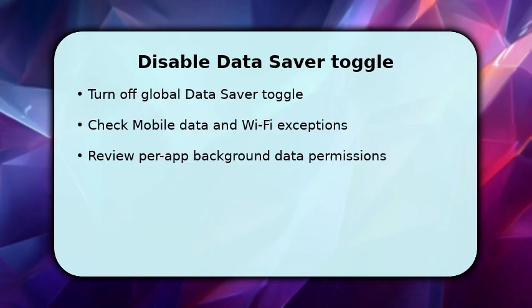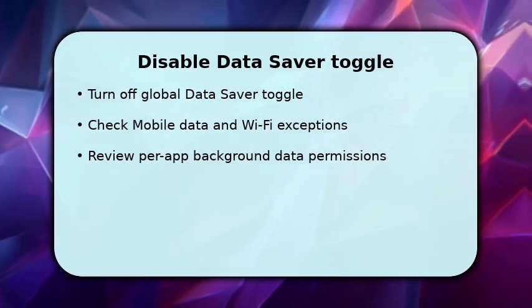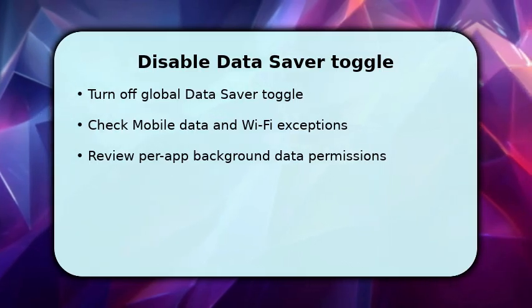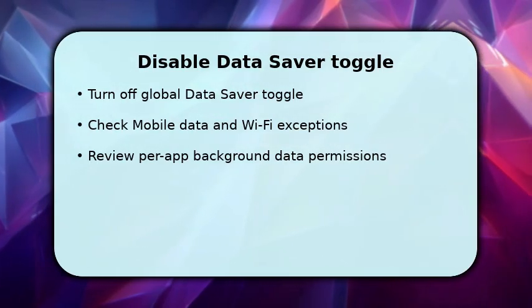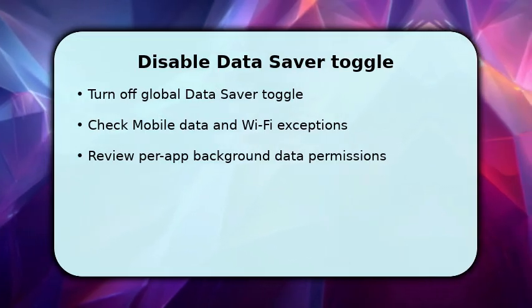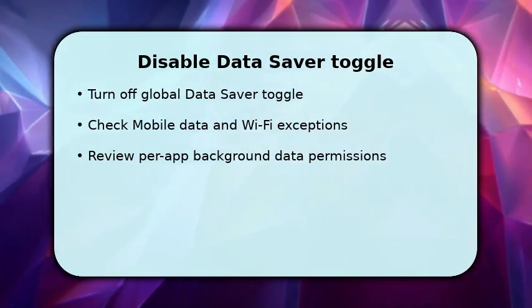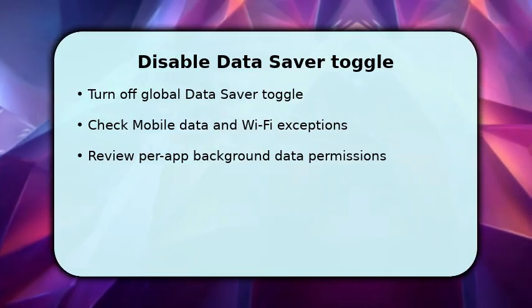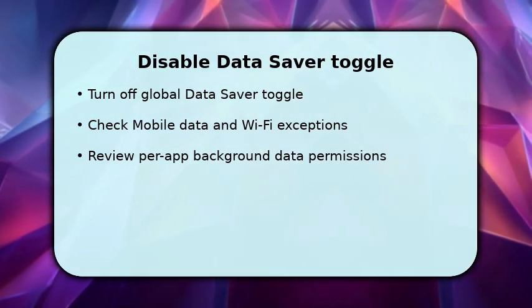If you see an app's exception list, open it and allow the apps you want to run in background. This prevents interruptions to sync or notifications. Next, go to Apps, App Management, pick Key Apps, and enable background activity or background data. This ensures they work even if System Data Saver tries to control them later.